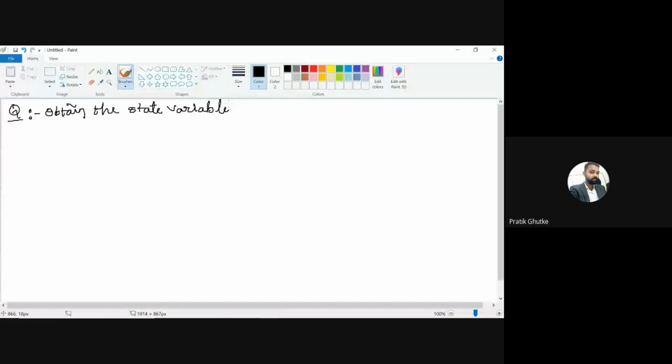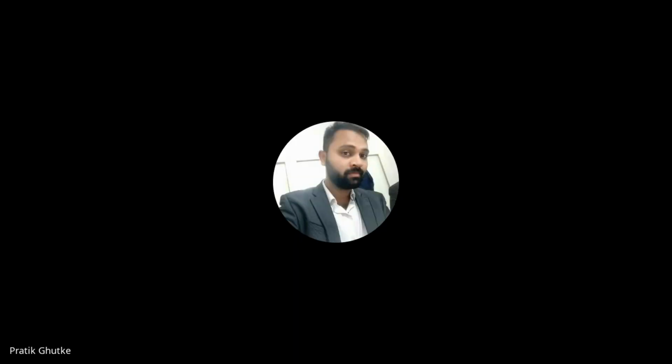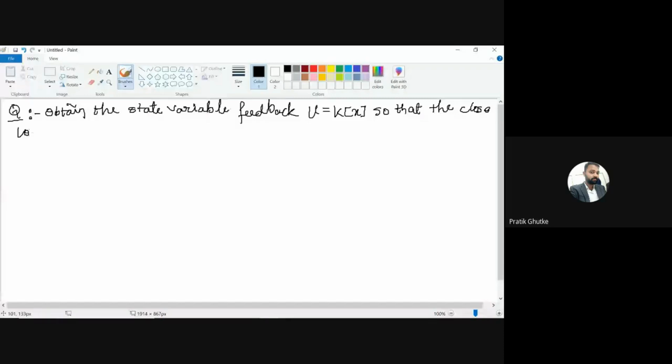Obtain the state variable feedback u equals to kx so that the closed loop system exhibits an underdamped response with zeta equals to 0.8. Zeta means damping ratio.